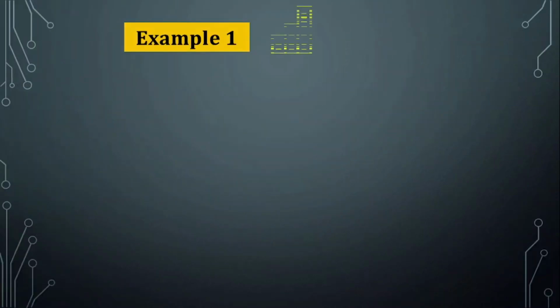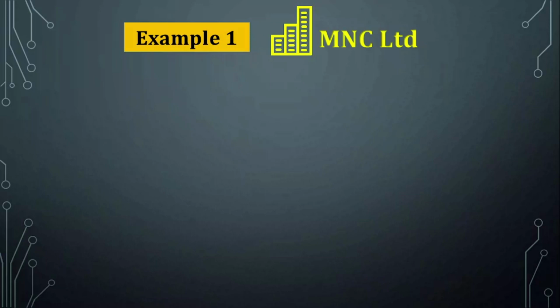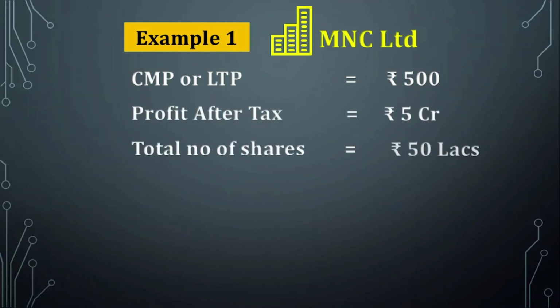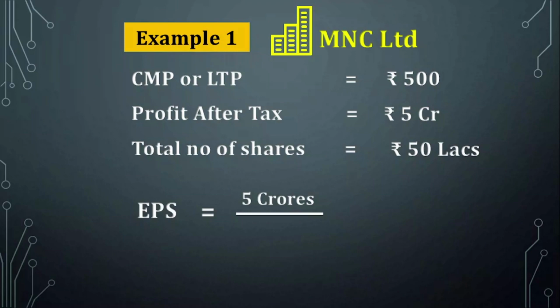There is a company called MNC Limited. You can consider any company which is listed on stock exchange. Suppose the last trading price or the current market price of the share is 500 rupees. The company's net profit after tax is 5 crores and the total number of shares is 50 lakhs. Therefore, EPS is equal to profit after tax, which is 5 crores in this case, divided by number of shares, which is 50 lakhs, which comes out to be 10. That means for every share the company is generating 10 rupees as profit.